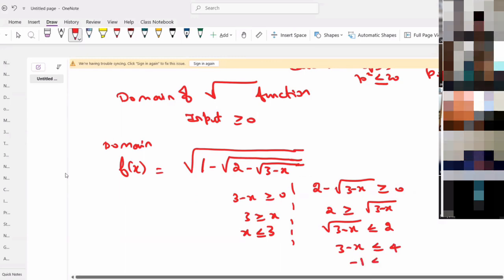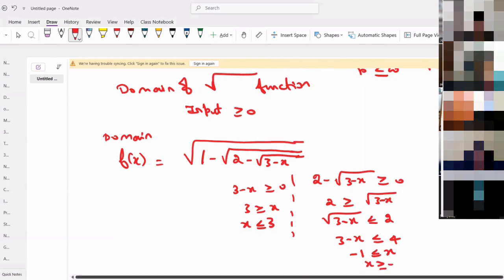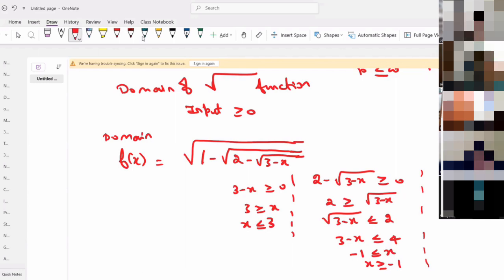So then I'll get minus 1 less than or equal to x. See, I'm getting a lower bound as well through this. It says that x should be greater than or equal to minus 1. Here you got x should be less than or equal to 3, and here you got x should be greater than or equal to minus 1. That's right, because if I put x equal to minus 1, this becomes 3 minus minus 1, which is 3 plus 1, 4. Square root of 4 is 2. 2 minus 2 would become 0. Okay, give me a second, please.